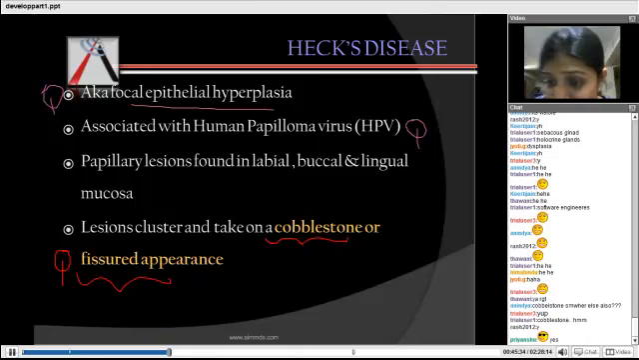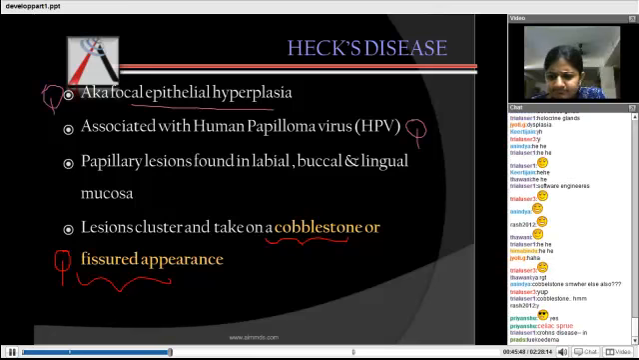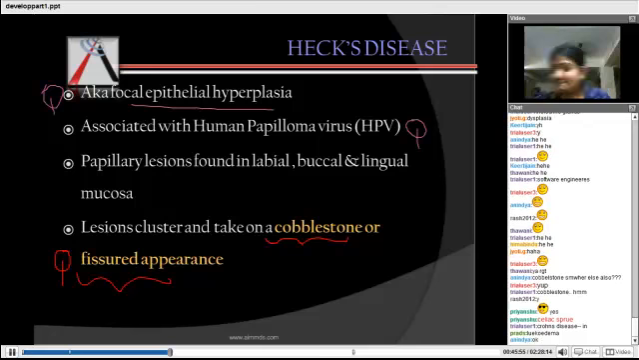Cobblestone seen somewhere else? Yes, we will come to that. Hint, I think one of the skin disorders. Not sure if that's right, but I think one of the skin diseases. We're getting a lot of answers. Take it as an assignment for today. Let's find out where else you see a cobblestone appearance. This is for you guys.